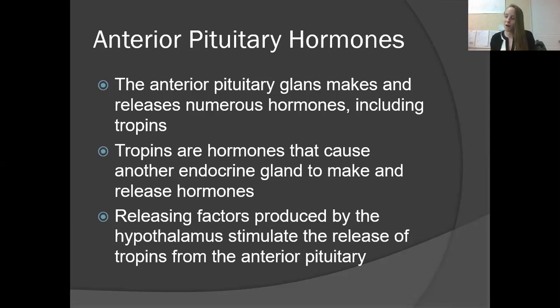Unlike with the posterior pituitary, when we're dealing with the anterior pituitary, the hypothalamus is going to stimulate the anterior pituitary to release its hormones by using its own hormones. So the hypothalamus secretes releasing factors, which is a type of hormone. That releasing factor hormone goes to the anterior pituitary and causes the anterior pituitary to release its own hormone.